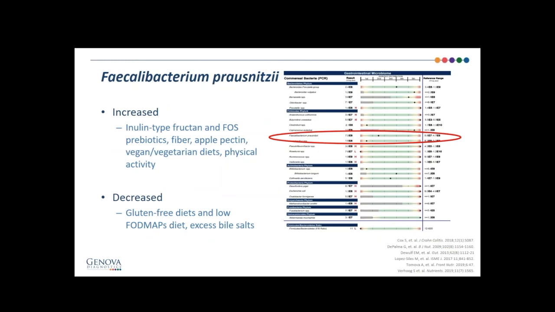It's increased with inulin-type fructan and FOS, prebiotics, fiber, apple pectin. Look at that, physical activity. So moving beyond diet, there's other things that can be associated with an increased level. It's decreased with gluten-free diets and a low FODMAPs diet or excess bile salts. The FODMAPs diet is prescribed a lot for functional gastrointestinal disorders like IBS or SIBO, small intestine bacterial overgrowth. Those diets are not meant to be long-term.